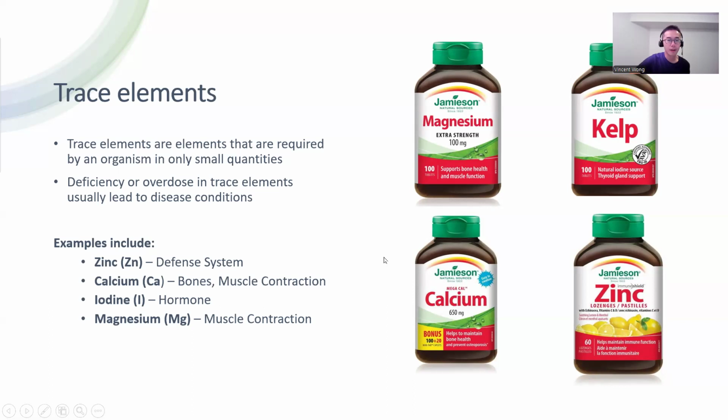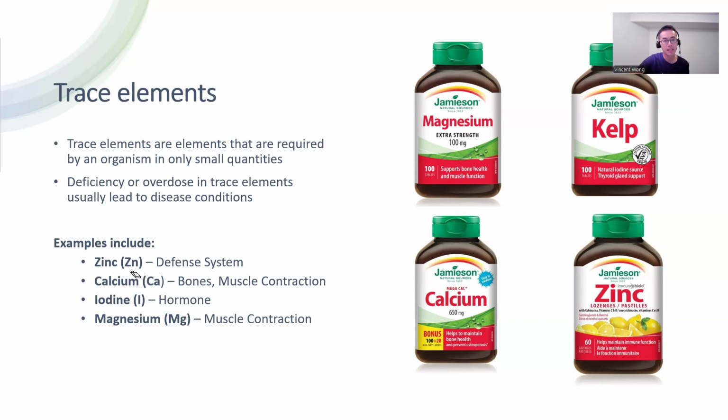In addition to the 5 elements that I just showed you, there are also trace elements in the body. Trace elements are elements that are only required in small quantity. You only need a little bit of it. Right? If you have too much, then it's going to cause problems for you. If you don't have enough, that's also going to cause problems for you. Okay, so deficiency or overdose in trace elements will usually result in some disease conditions. So here are examples of trace elements that we need in the body.